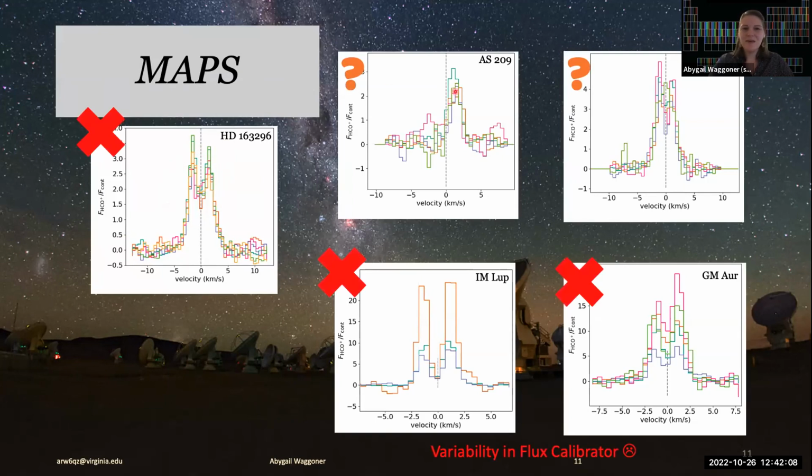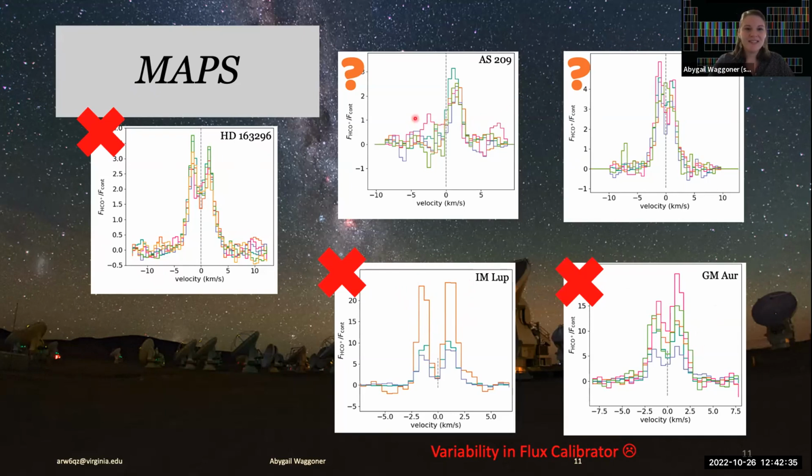And you may be wondering just by quickly glancing, and I won't spend too much time on these, the IM Lup disk looks like it has an extremely high jump on one observation day compared to others, but this is artificially introduced due to an error in the flux or variability in the flux calibrator. So this is not real. There's a lot to consider when we're looking for variability and what can introduce it.